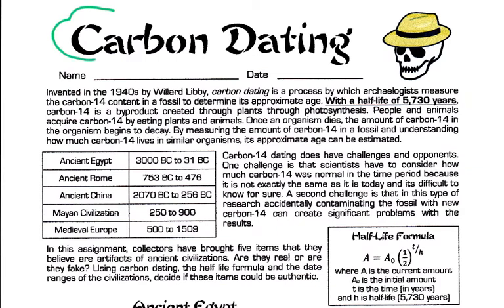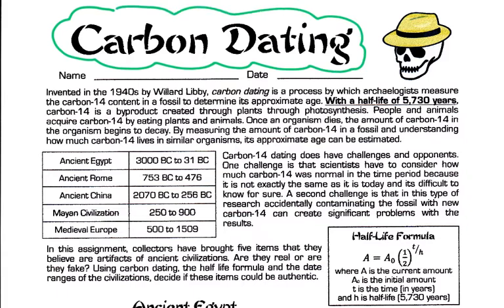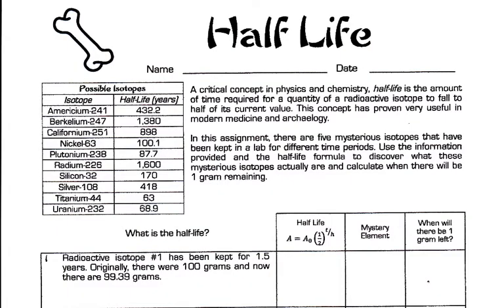What they use is the element of carbon. Given a fossil, if you know how much carbon is left and how much you started with, you can pretty much figure out how old that fossil is. And we use something that's called half-life. So we're actually going to start with half-life first for this project.